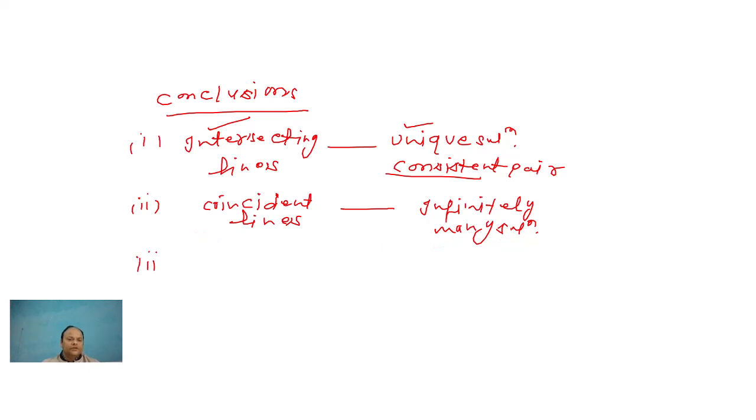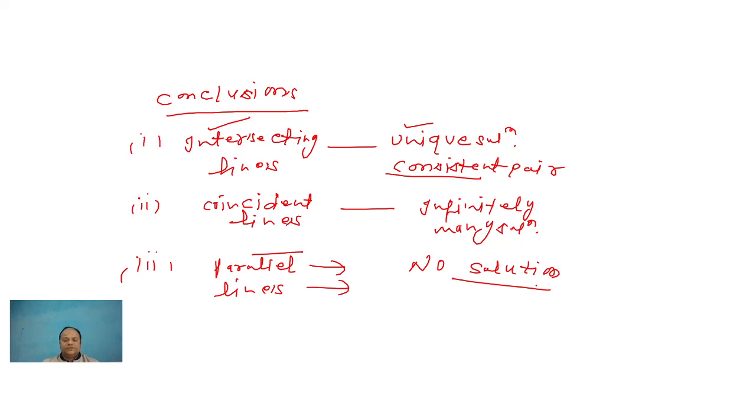And the third condition will be parallel lines. For parallel lines, there will be no intersecting and no coincident. So the nature of the graph will be parallel, and the algebraic representation will be no solution. It means there will be no solution for the equations, and it is called an inconsistent pair of linear equations.